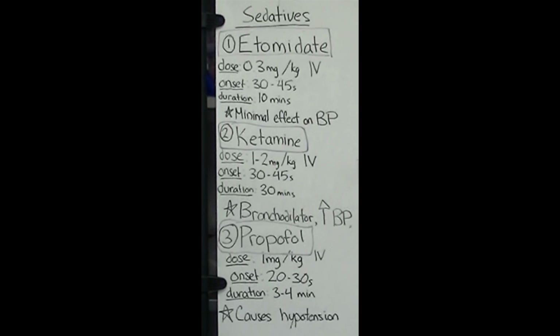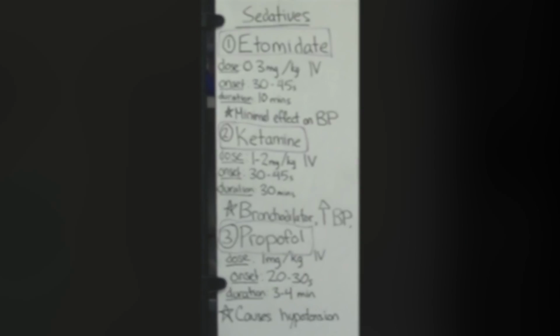When considering an agent for sedation prior to intubation, you want to think of the three most commonly used sedative drugs: etomidate, ketamine, and propofol. Each drug's dose, onset of action, duration of action, and side effect profile should always be considered and communicated with the clinical team before drug administration.